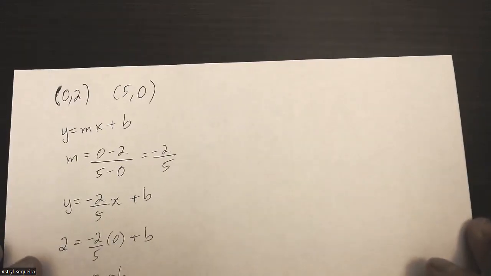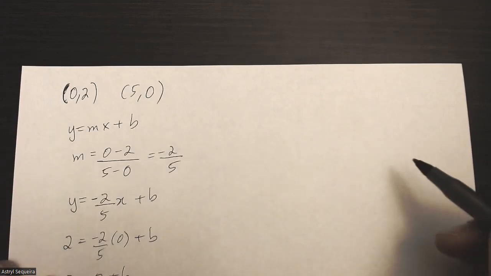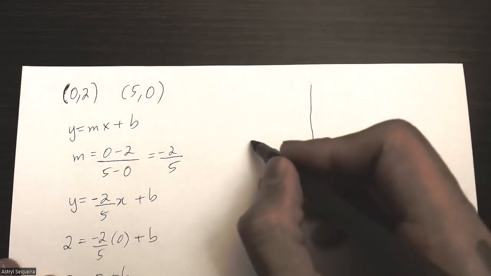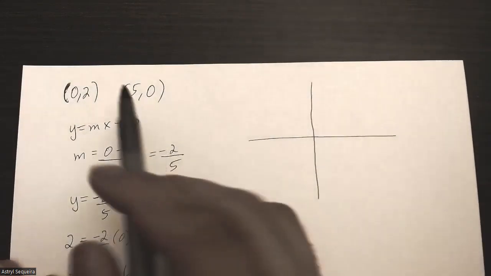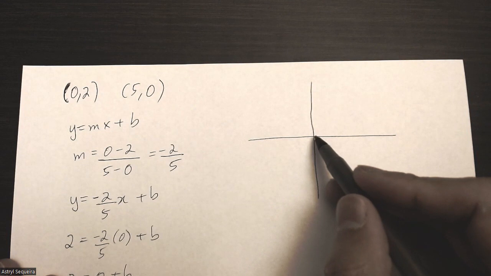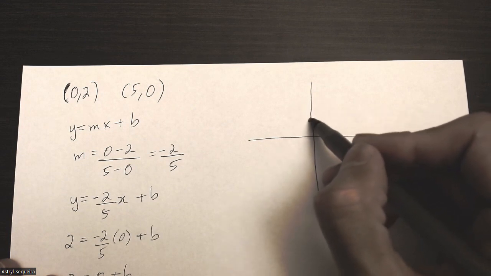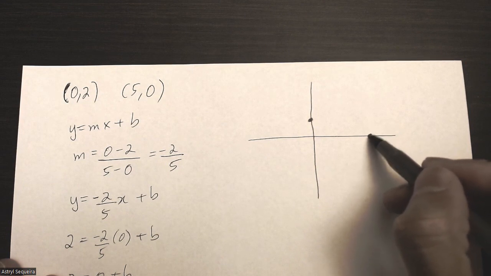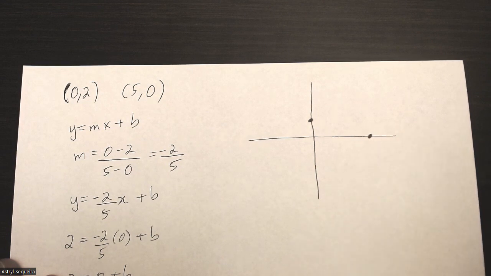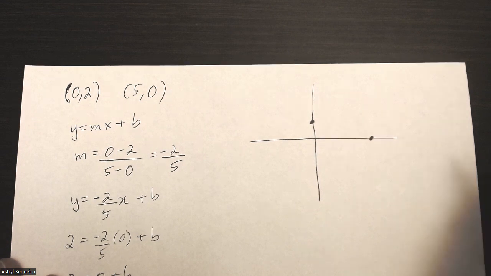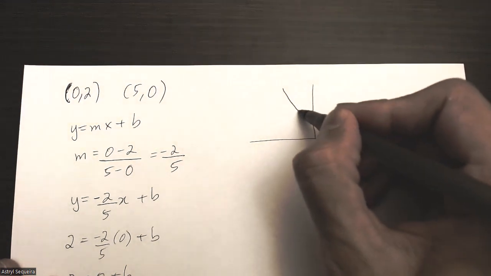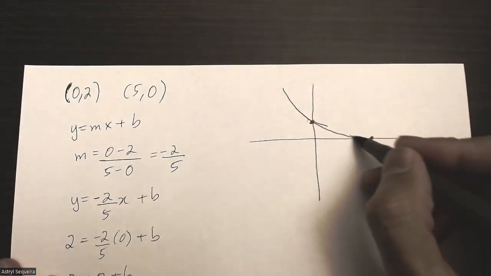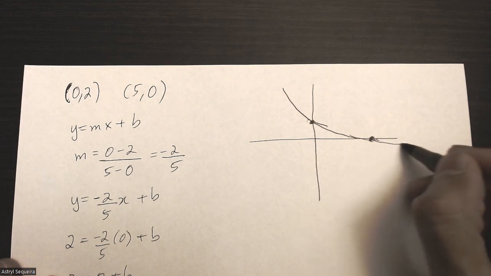Next, let's do it for an exponential function. So I'm going to draw this out. I'm going to sketch it out because sketching makes things a lot easier for an exponential function. So 0 and 2, x value 0, y value is 2, and then 5 and 0 is here. There's a couple of different ways you can do exponential functions, but I'm just going to do a graph that looks like this, basically.